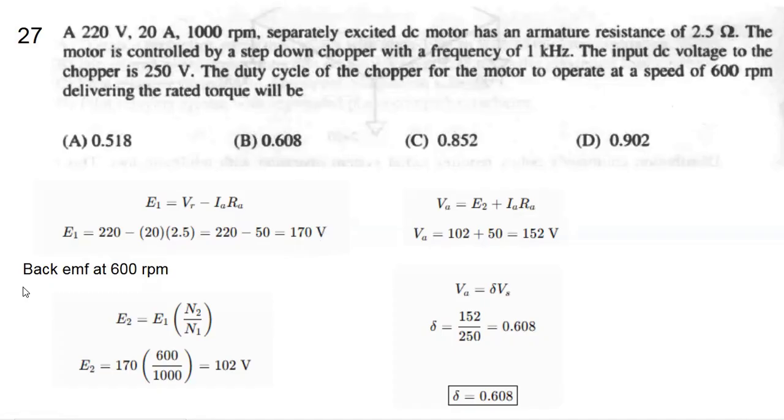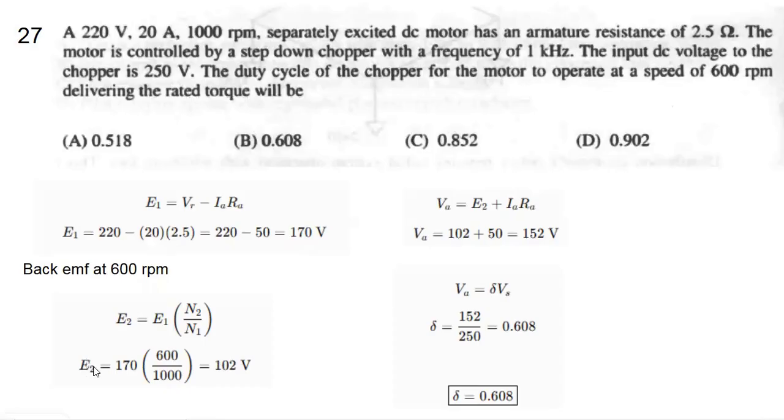And it is asked to find out the duty cycle of the chopper for the motor to operate at 600 RPM. So we need to find out the back EMF at 600 RPM. That back EMF can be found by using the formula E2 by E1 equal to N2 by N1, because the back EMF is directly proportional to the speed. So E2 can be found as 170 into 600 by 1000, which is equal to 102 volts. This is the back EMF at 600 RPM.